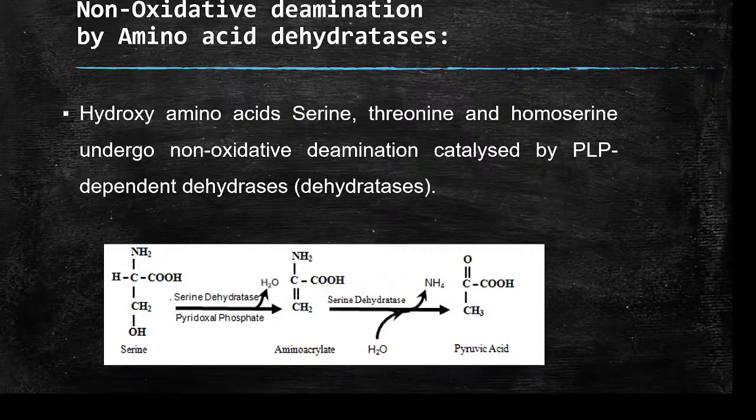Okay, so here you have the example: serine. Serine loses a molecule of water and gets converted to aminoacrylate, and serine dehydratase will convert aminoacrylate to pyruvic acid. So here the amino group is lost.